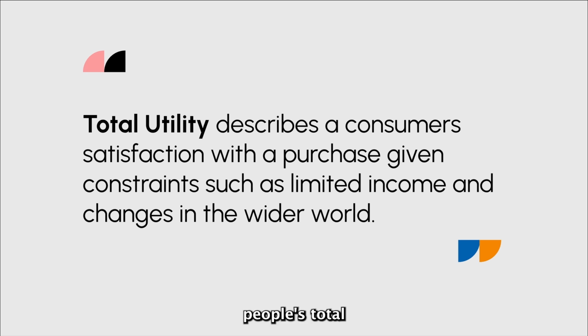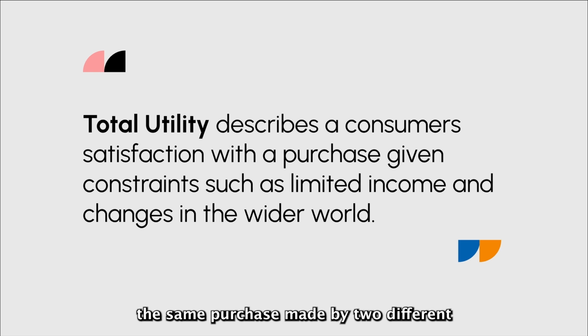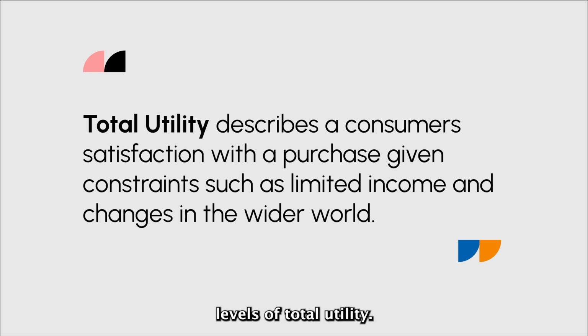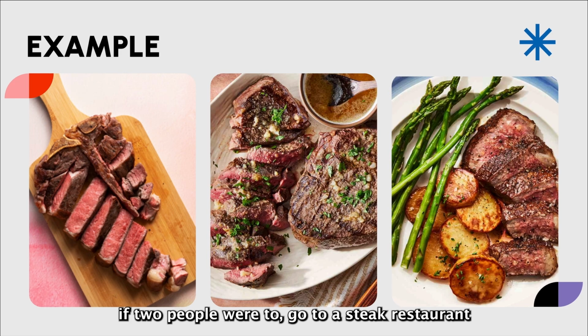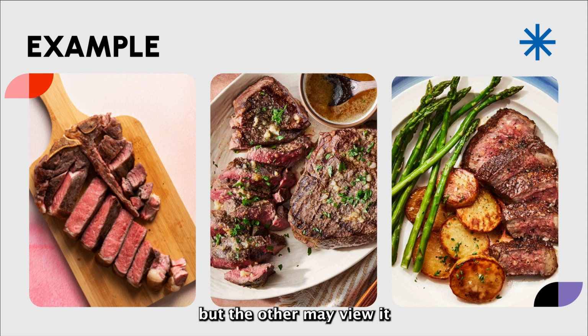People's total utility can vary greatly, just because people come from different backgrounds and value different things. As a result, the same purchase made by two different people may have greatly differing levels of total utility. We can quantify the level of total utility using the unit utils. For example, if two people were to go to a steak restaurant and order an expensive $50 steak, one person may be very content with that purchase, but the other may view it as just a complete and utter waste of money, and that kind of exemplifies total utility.